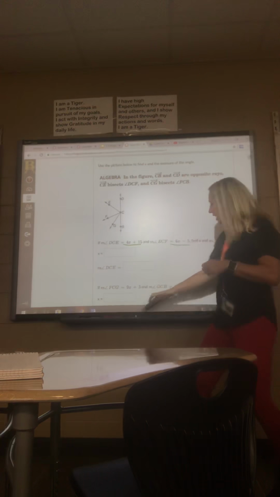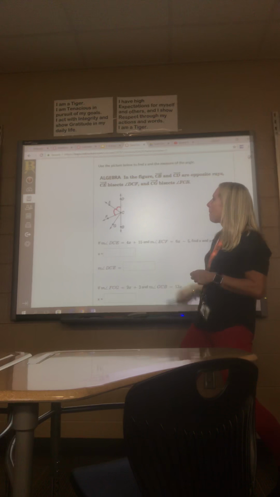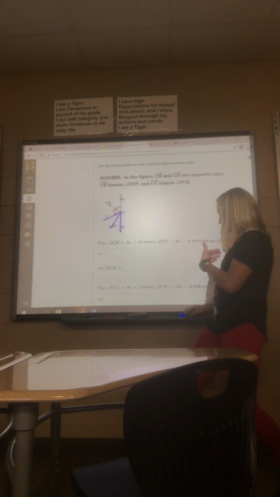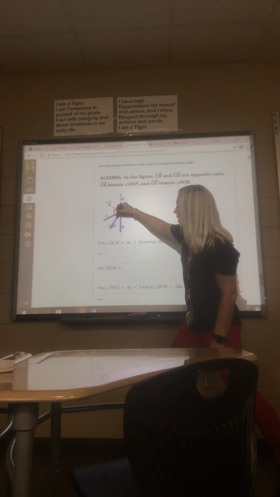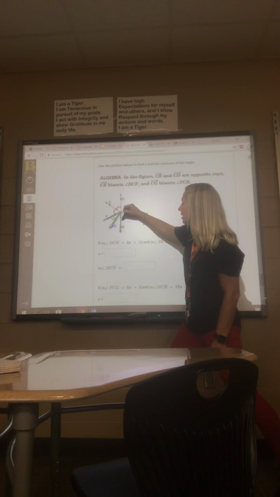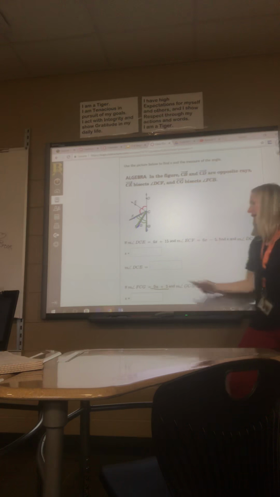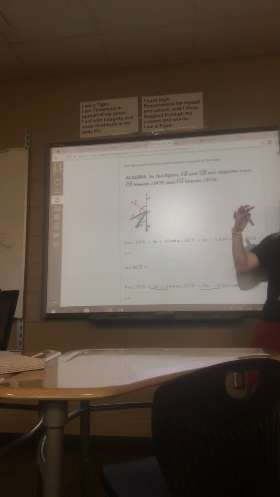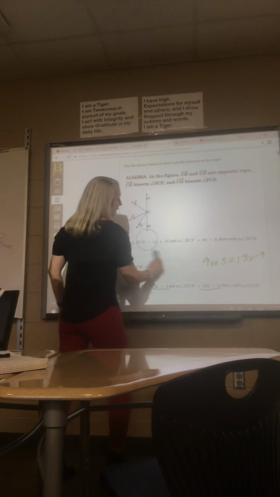Okay, it also says that CG bisects angle FCB. So bisects means cuts in half. So that's gonna make FCG, I'm gonna mark it with 2 humps because I already have 1 hump. This angle equals this angle. So on the next part, when it says FCG is 9x plus 3, and GCB is 13x minus 9, they also equal each other. So 9x plus 3 equals 13x minus 9. You will solve for x. So bisects means it cuts it in half.